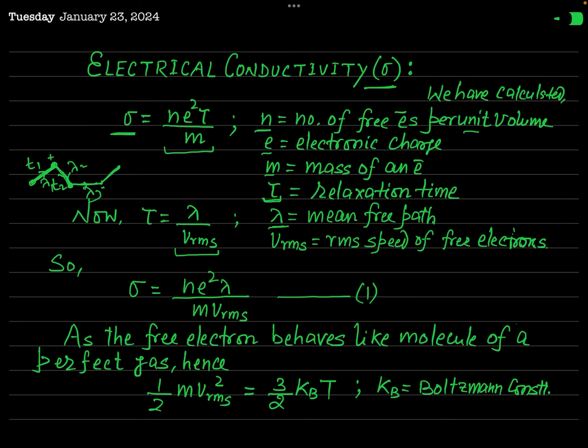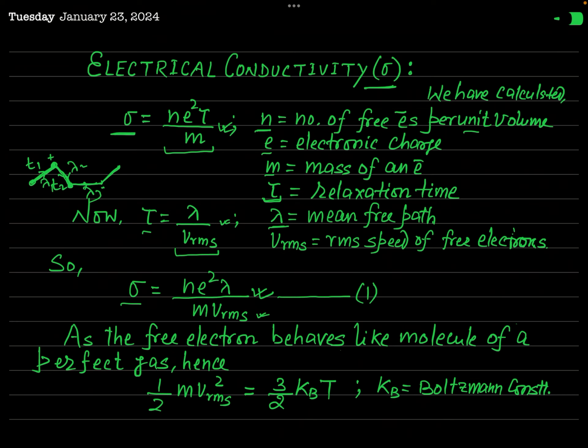So tau is defined as lambda divided by Vrms. So when you replace this tau by lambda by Vrms in this expression for sigma, what will be the expression for sigma now? So sigma is equal to Ne square lambda divided by m times Vrms.